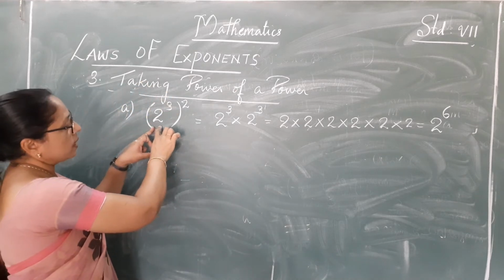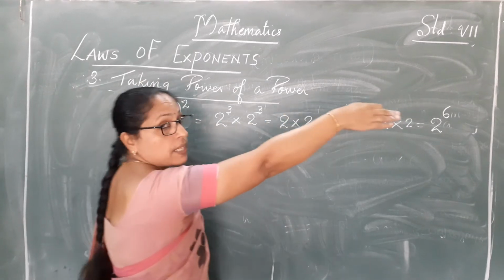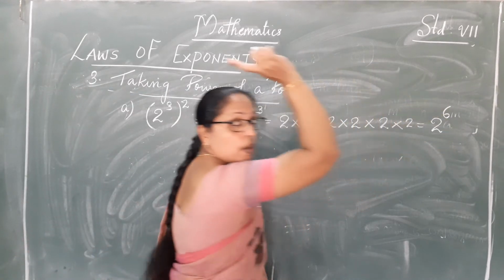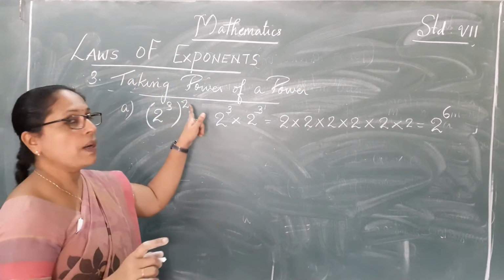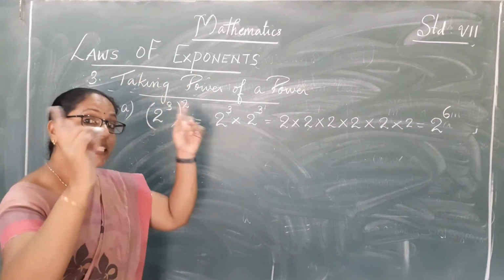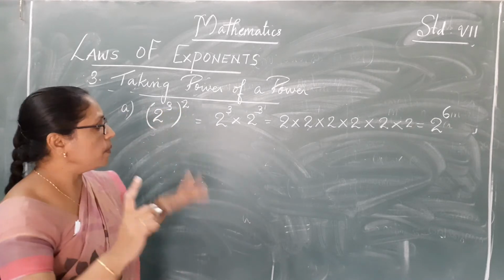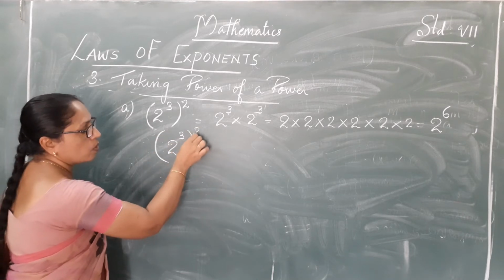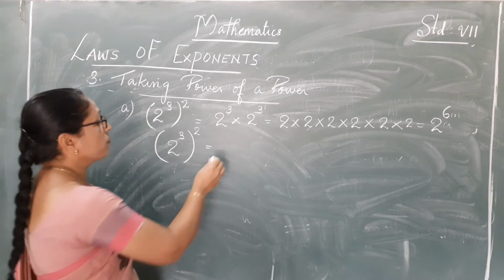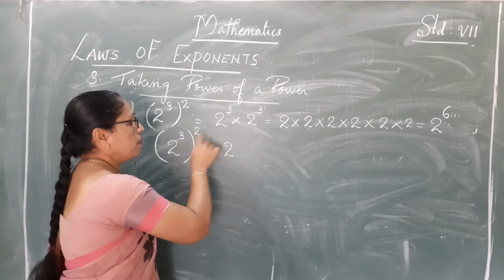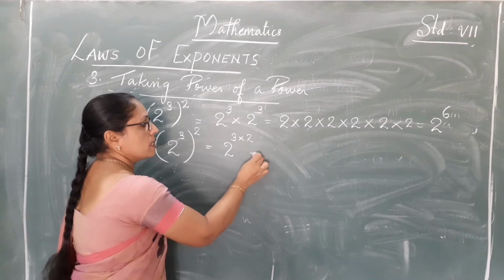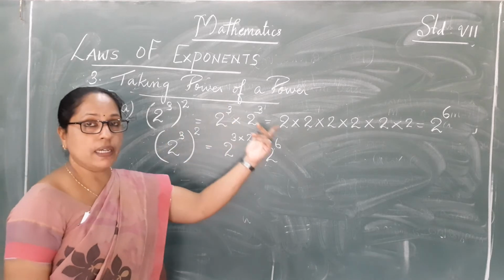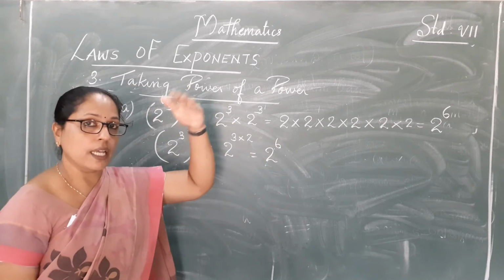Okay. So when you take the power of a power, you don't have to expand it, just see that 3 multiplied by 2 gives you 6. When the power of a power comes, you have to multiply both the powers. So we can write in short form 2 raised to 3 the whole raised to 2 is equal to 2 raised to 3 into 2, which is equal to 2 raised to 6. So when power of a power comes, just multiply the exponents.